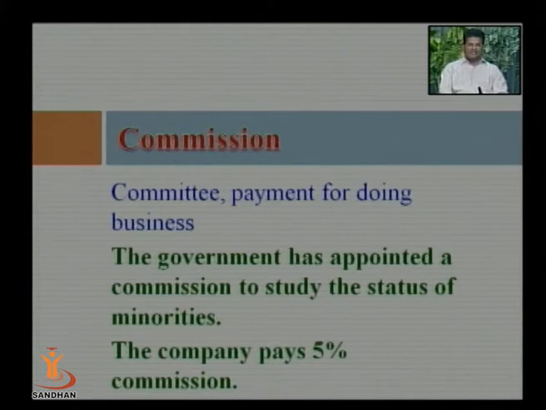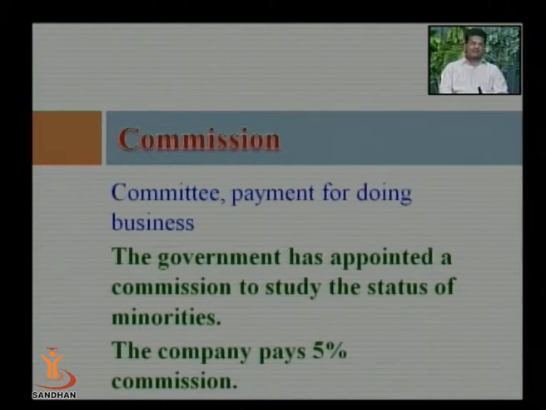The company pays 5% commission. The second example, see, if a salesman sells something, the company pays 5% commission. We are familiar with this word with this meaning. But one different meaning is also there, which has often been used.